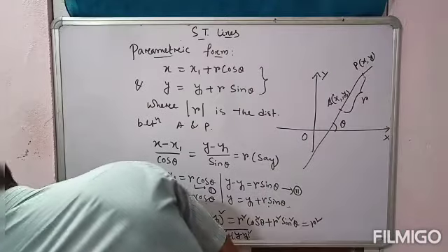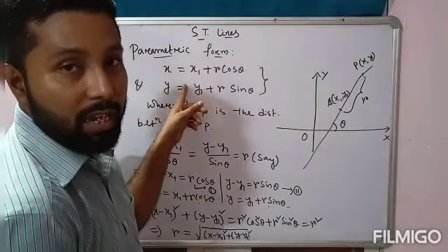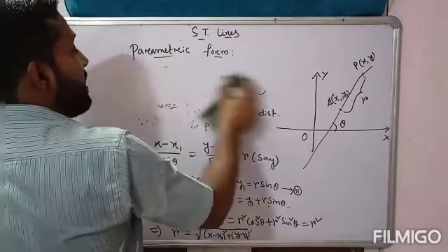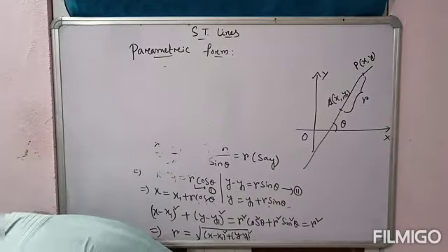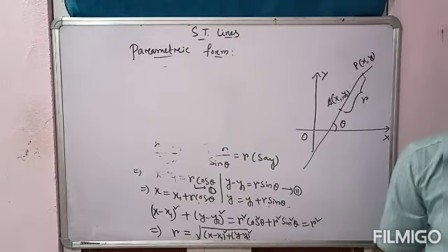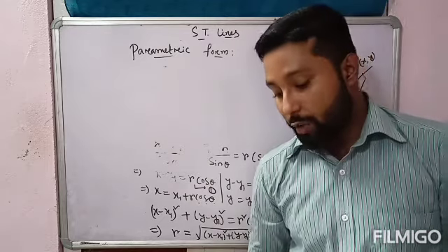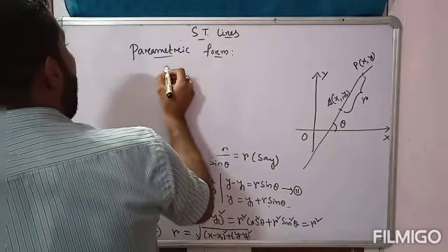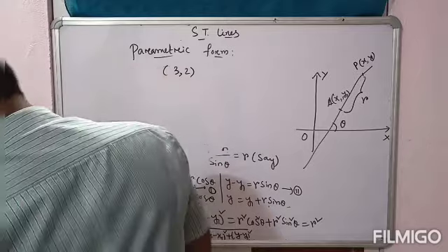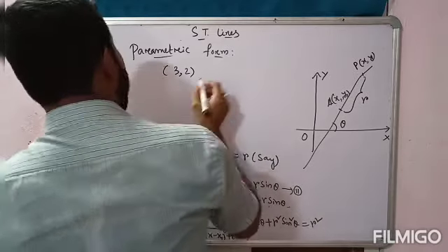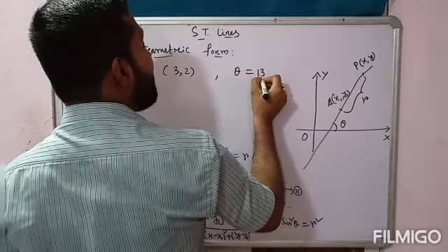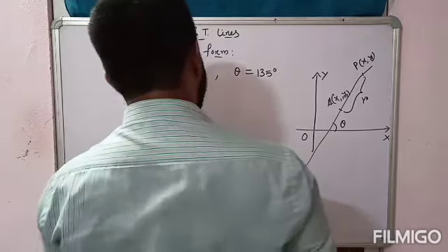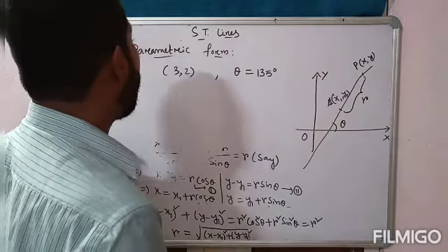Okay? So let us take one example of parametric form. First of all, you see the formula. X equal to x1 plus r cos theta and y equal to y1 plus r sin theta. Now let us take one example. Write the parametric equation of a line which is passing through the point 3, 2 and having inclination 135 degree. So then how can we find the equation of line in parametric form?